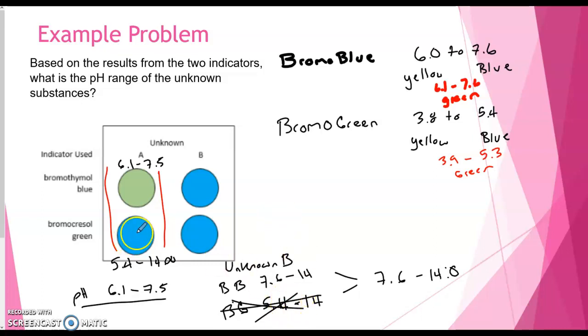Okay, but that's how we can use two different indicators to give us some information to narrow down the ranges that we're using.